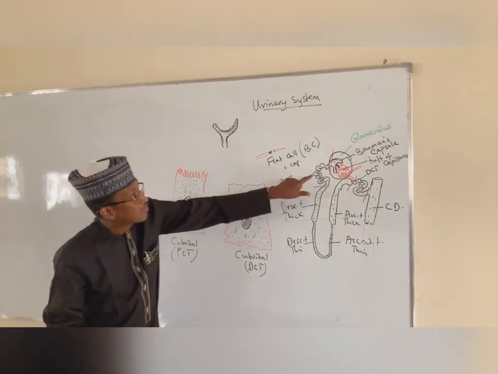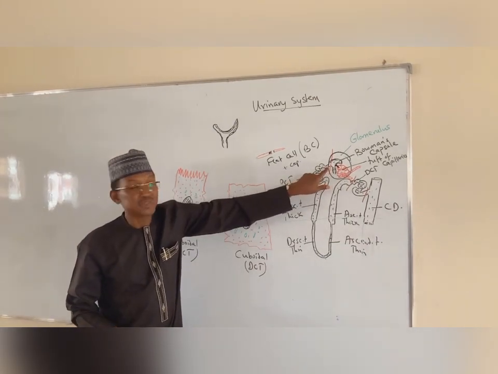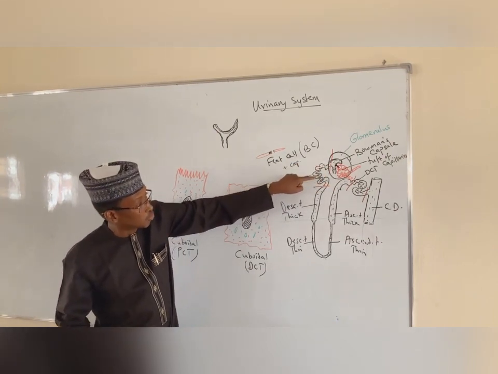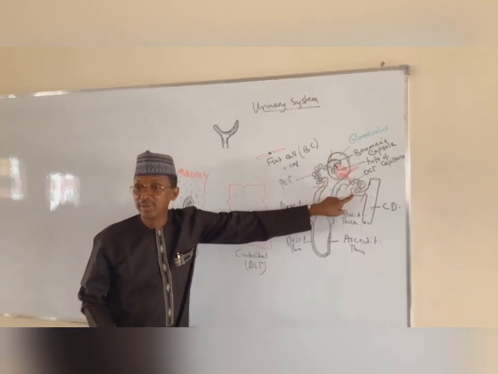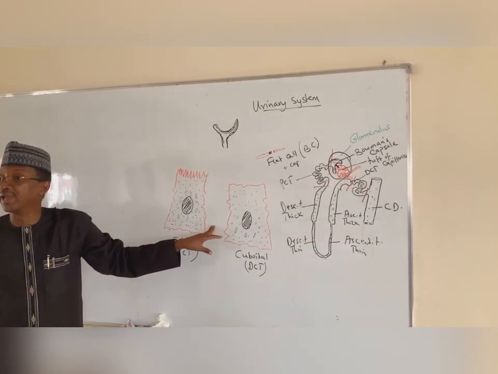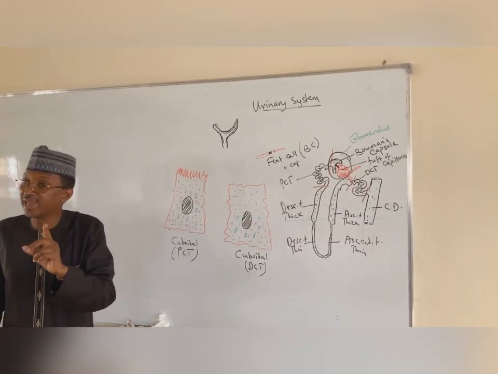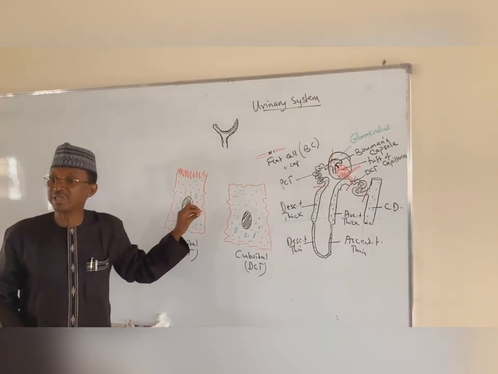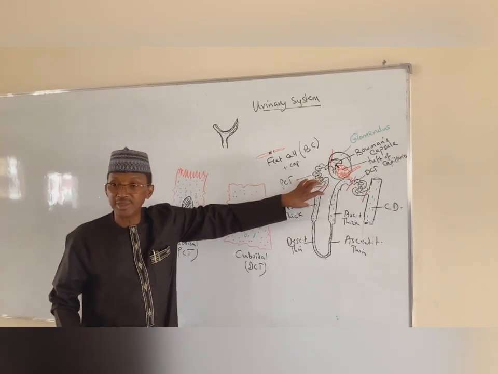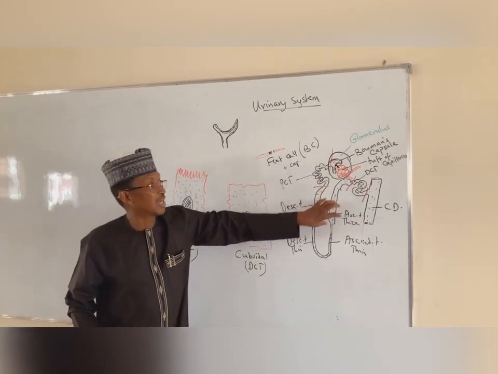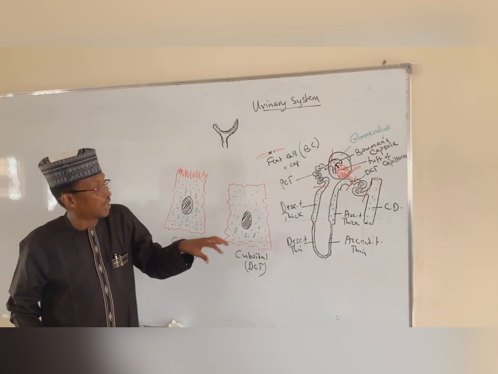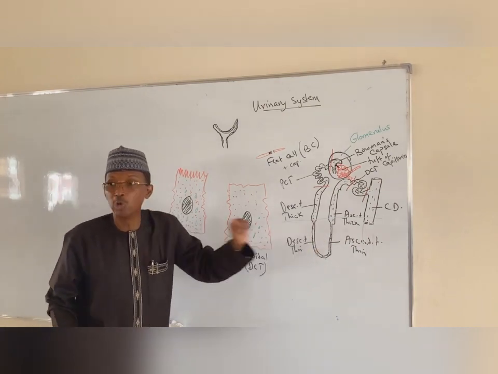But immediately after the Bowman's capsule, you have the neck of the tubule, down to the distal convoluted tubule. These tubules are lined by cuboidal epithelial cells, a single layer of cuboidal epithelial cells. But there are differences between the cuboidal cells that are found in the proximal convoluted tubule and the cuboidal cells that are found in the distal convoluted tubule. They are also different from the cuboidal cells that are found in the loop of Henle.